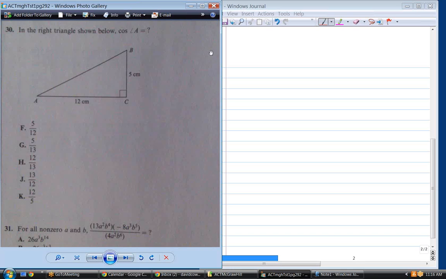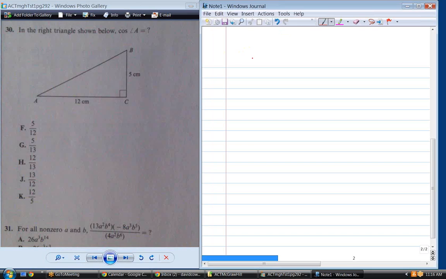Cosine is what? The very first thing that you must know about trig, if you hope to get any of them right, is SOHCAHTOA. Tangent is opposite over adjacent. Cosine is what? Adjacent over hypotenuse. What's the hypotenuse in this triangle?